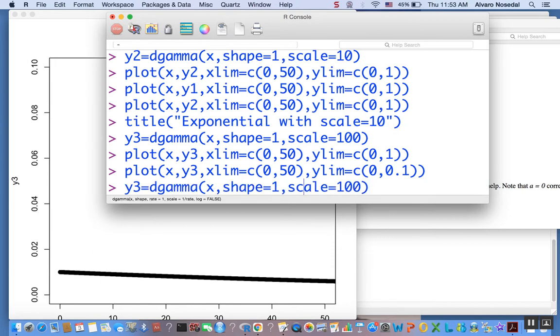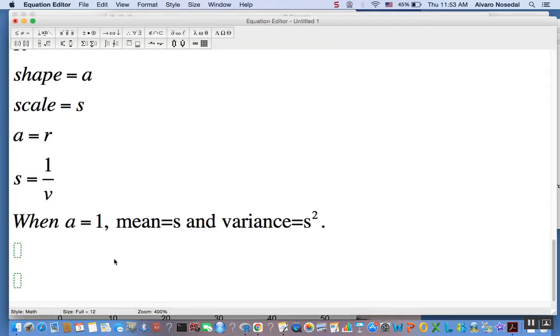How about now we increase that parameter s, the scale parameter, from 100 to say about 10,000. Okay, so that would mean that in that case we would have a random variable with a mean of 10,000, and then the variance would be 10,000 squared. So we have a huge variability. Okay.